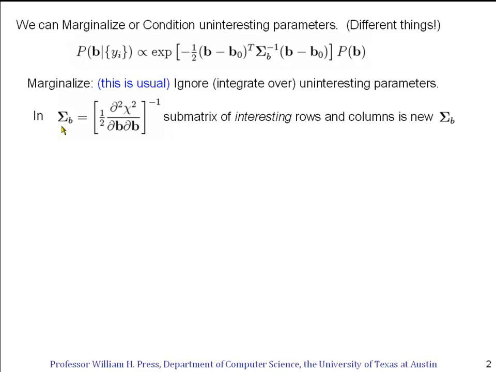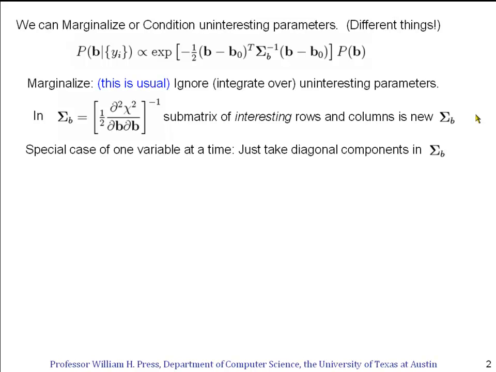And what you do to get rid of uninteresting parameters in the covariance matrix, if you're going to marginalize, is you just cross out the rows and columns of the covariance matrix, sigma sub b, that you're not interested in, and you take a submatrix of the interesting rows and columns of the new sigma b. And there, that's it. You've marginalized. That's kind of amazing, and you might be wondering, what is the origin of this fact? By the way, a special case, if you're interested in only one variable at a time, would be that you cross off all the other rows and columns. You're left with just a single diagonal component, and that's the variance of the parameters one at a time. We commented at the end of the last segment on that prescription.